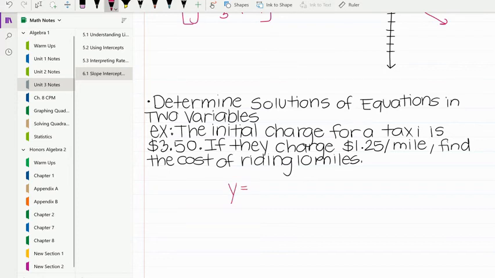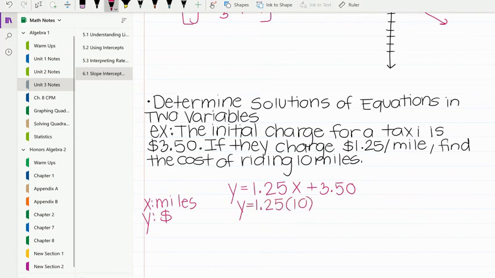So y equals, so we know that it is $1.25 per mile. So that right there tells us x represents miles, and plus our initial fee of $3.50. Now that doesn't have a variable because that's not changing. It's a constant. So if I were to plug in 10 for 10 miles, that's going to give me an output of money. So that's what we want. So what I'm going to do is go ahead and do that. So 1.25 for 10 miles plus our initial $3.50 fee.